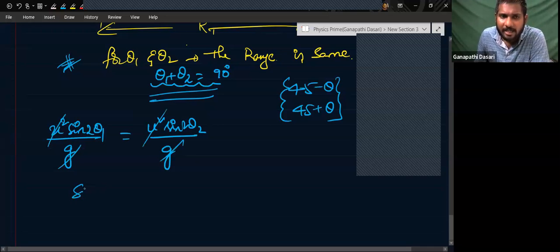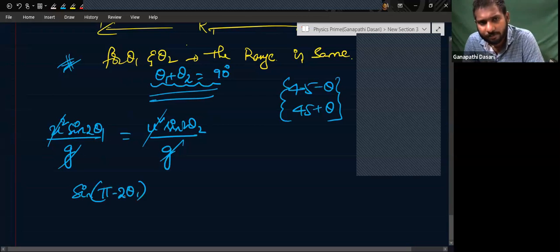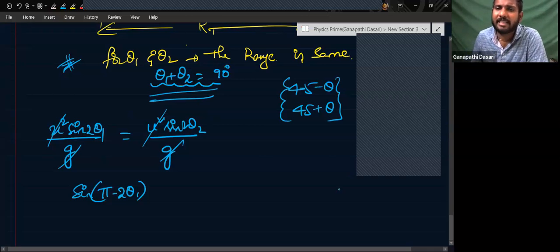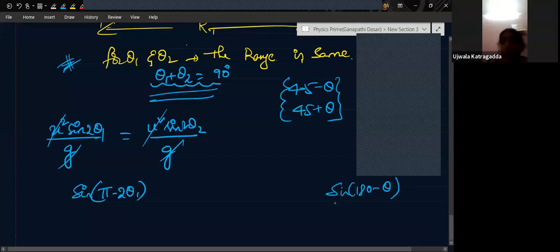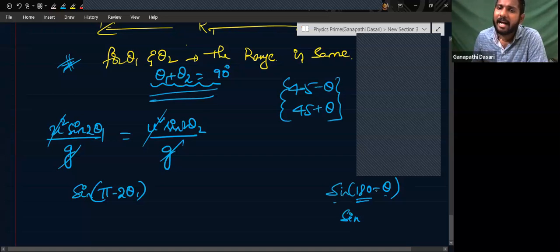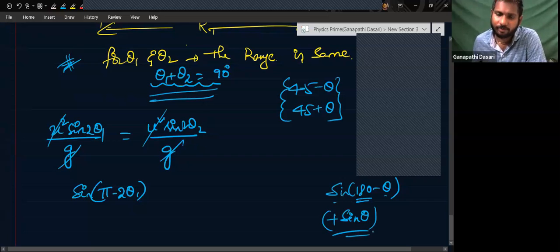This sine 2 theta 1 I will adjust as sine pi minus 2 theta 1. Can I write it like this, Varun? Yes, sir. Because what is sine 180 minus theta? You might have known in mathematics. Yes, sir. It's sine theta. Sine 180 minus theta is sine theta, and in the second quadrant, sine is positive. Okay.